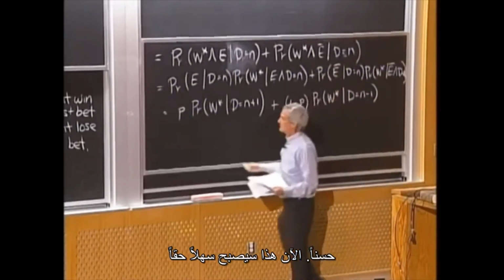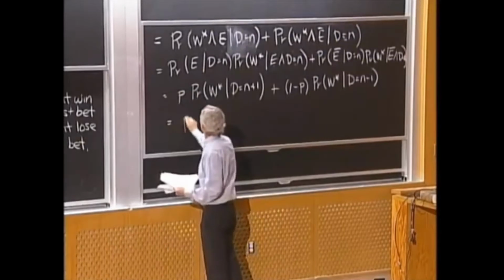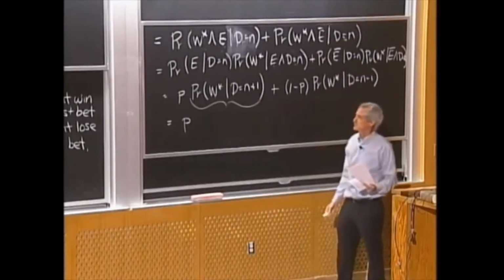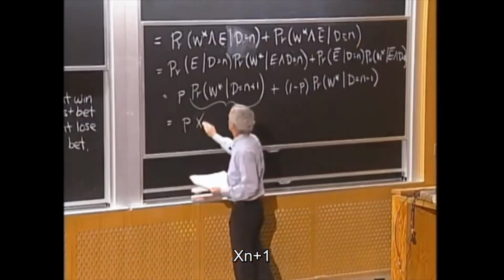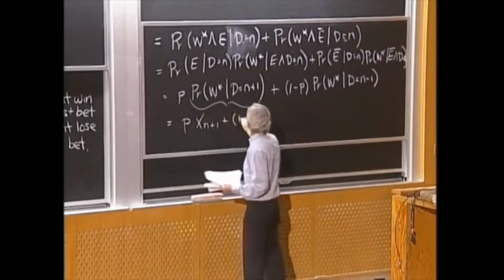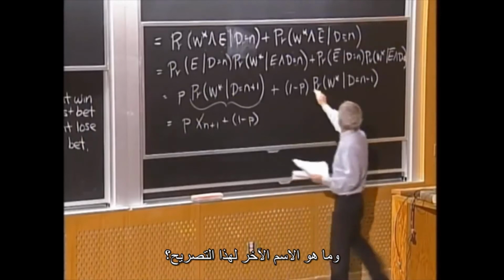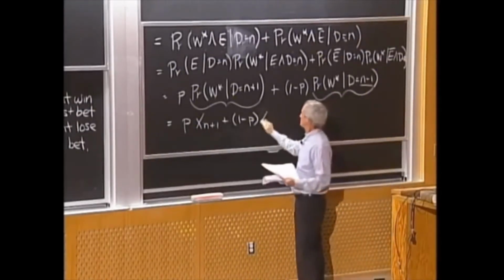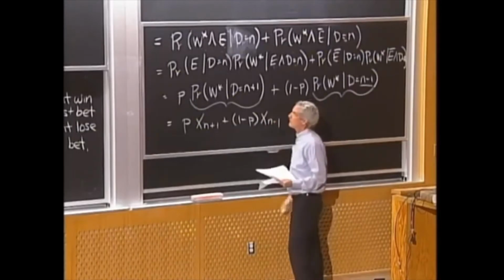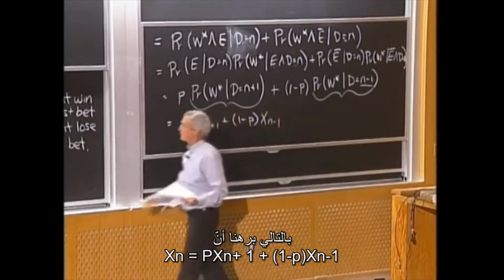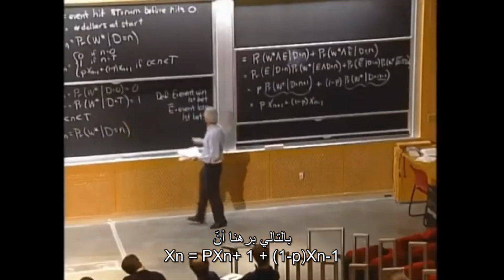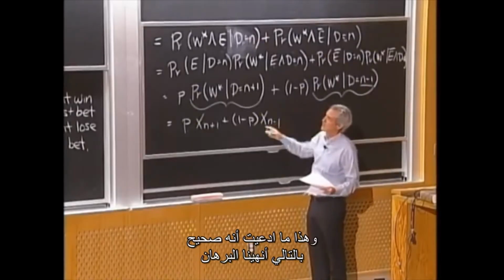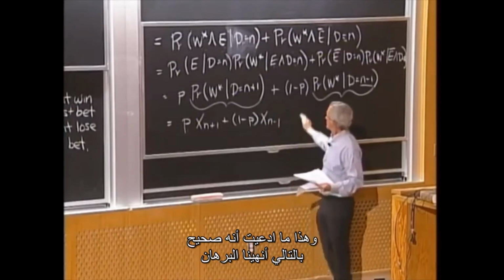Well, now this is going to get really simple. What's another name for that expression? x sub n plus 1. And another name for this expression, x sub n minus 1. So we've proved that x sub n equals p times x sub n plus 1, plus 1 minus p times x sub n minus 1. And that's what I claimed was true. So we've finished the proof.